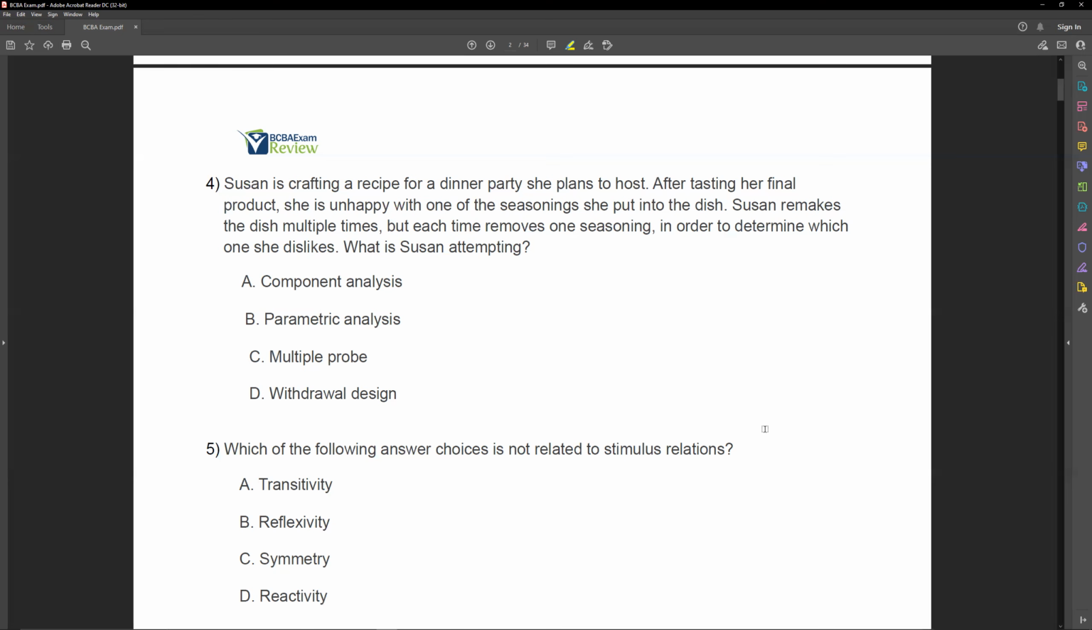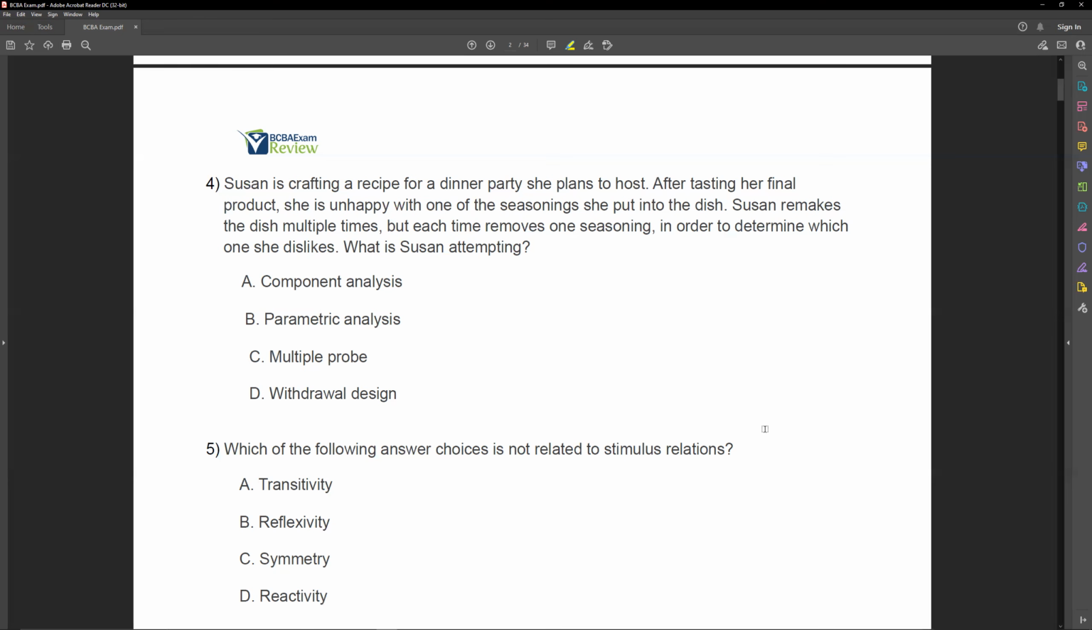Yes, right? A component analysis is removing parts of the intervention to see which one is affecting it, which one is working, which one is not. Susan, by removing individual components, seasoning, for instance, she can determine which one she dislikes. So A looks like our best answer. Read all of your answers.